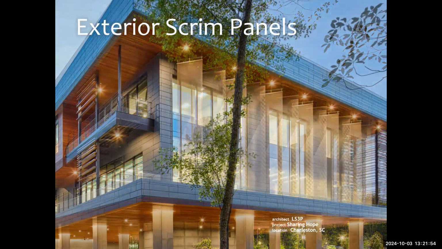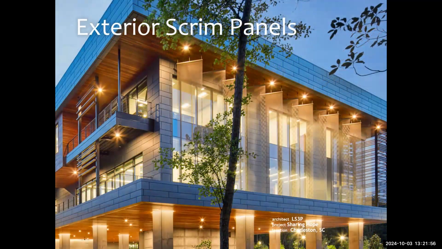Placement on the face of the building also contributes to the reduction in glare and heat gain. So in this example, you can see that by placing the screens perpendicular to the face of the building, it can help provide solar shading into that interior space.